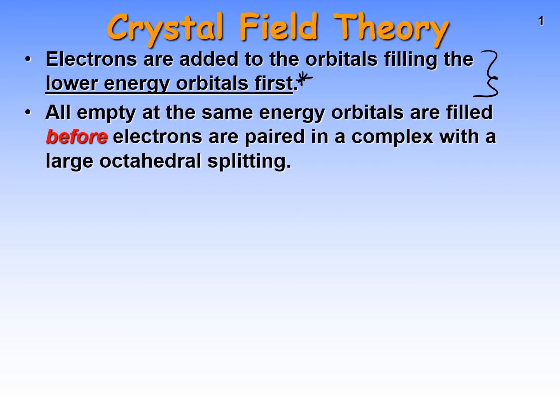So when we're filling these d orbitals that we've been talking about, we fill the ones that are at the same energy with one electron before pairing anything up. And this one's called the Pauli exclusion principle. Again, something we learned in Chem 1A. We put a single electron in each orbital that's at the same energy before we put any together in the same orbital.